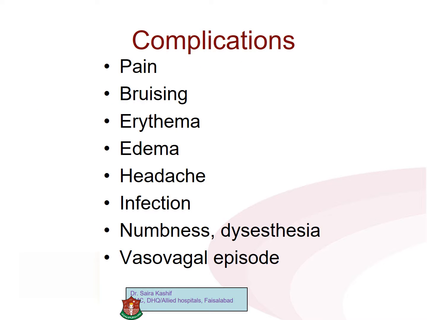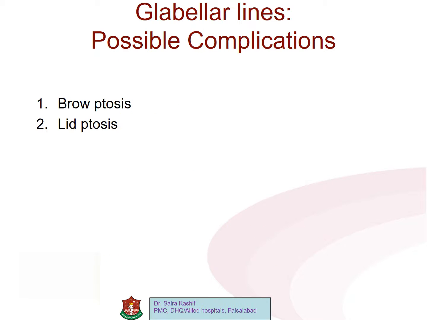What are the complications related to injection? General complications related to injection are pain, bruising, erythema, edema, headache, infection, numbness, dysesthesia, and vasovagal reaction. Or there are some other complications which may arise if you inject into the wrong muscle area or the toxin diffuses into the adjacent muscle.